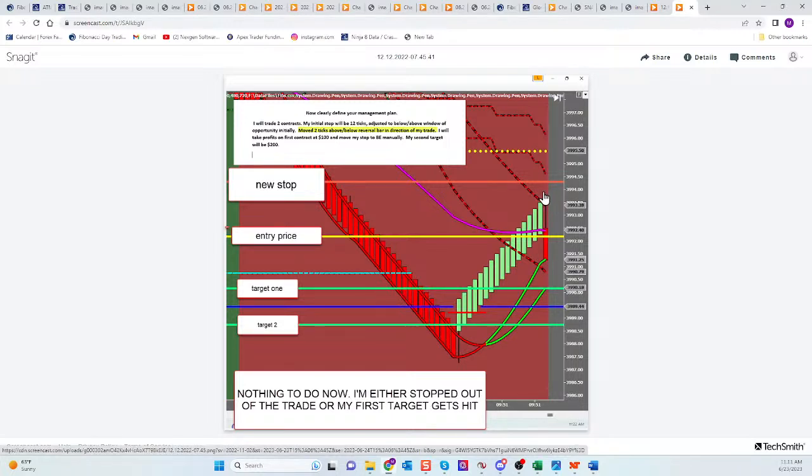Mechanical, methodical. There is no opinion. If I get a reversal bar, then I reduce my risk. And I'm not going to do a darn thing. I'm going to sit on my hands and either my $100 profit target gets hit or I get stopped out for a small loss. And I accept that I have zero control over the market.